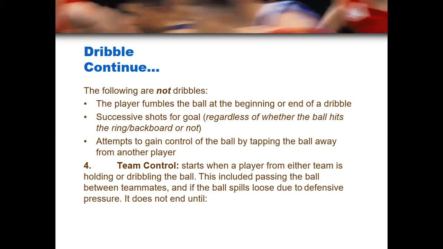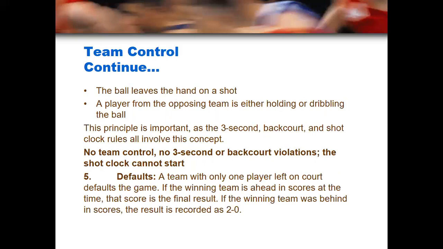Okay, team control starts when a player from either team is holding or dribbling the ball. This includes passing the ball between teammates, and if the ball spills loose due to defensive pressure, it does not end until the ball leaves the hand on a shot, or a player from the opposing team is either holding or dribbling the ball. This principle is important as the 3-second, backcourt and shot clock rules all involve this concept.